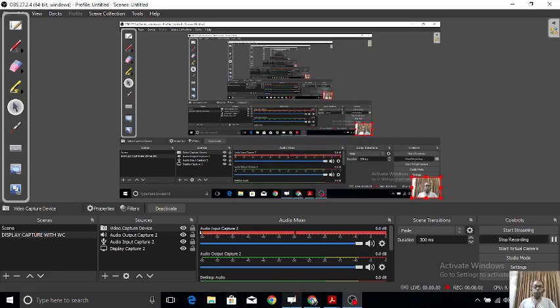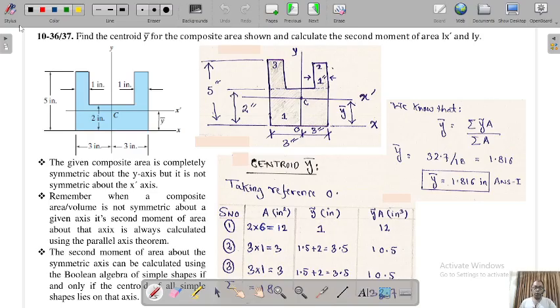All right, let's start with a very important numerical, numbers 10-36 and 10-37, which is basically a combination of two different numericals. So we will solve the two numericals here simultaneously. What does the numerical say?